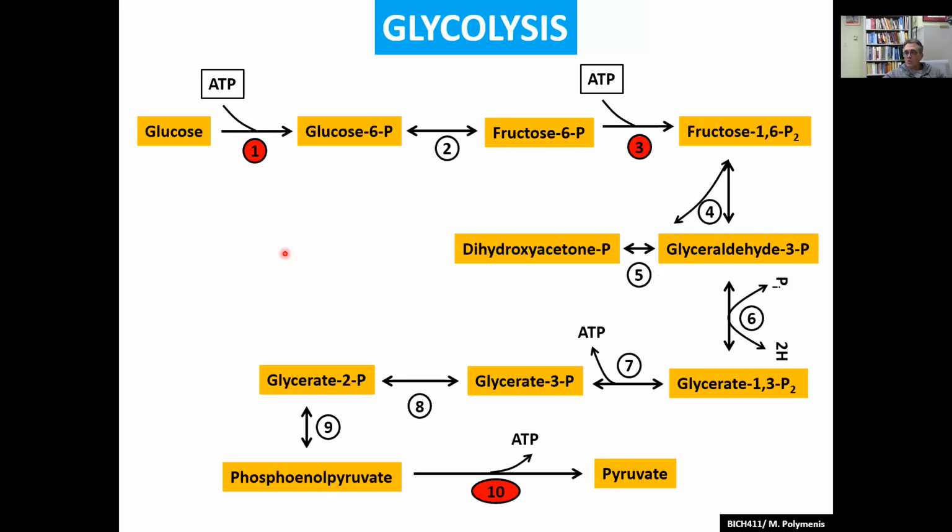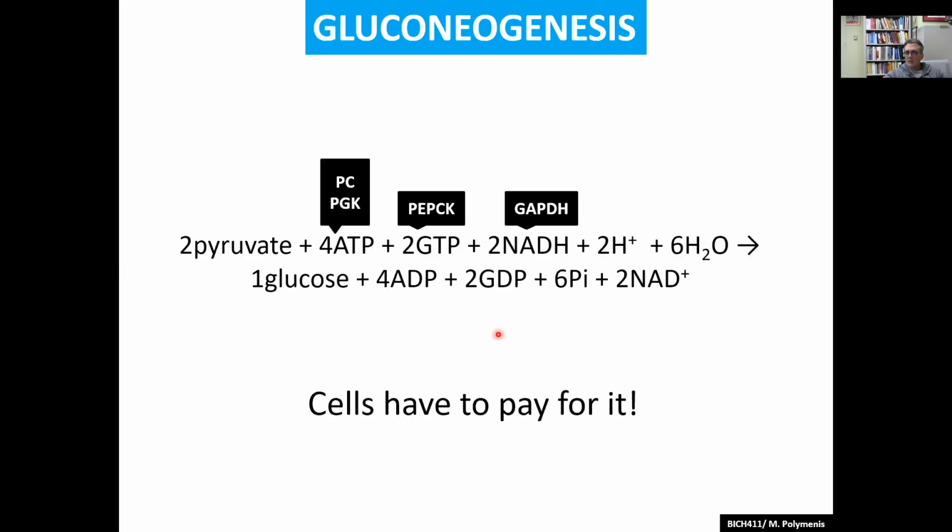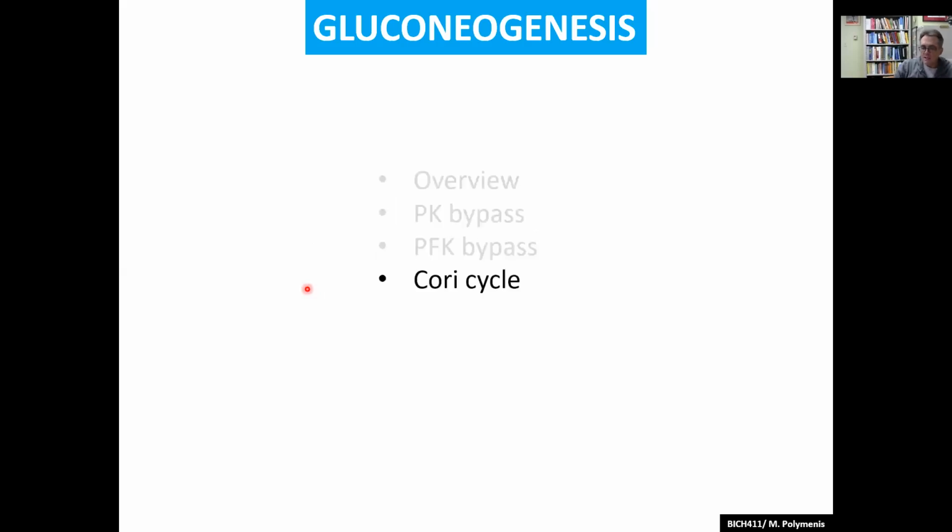If you want to see where you used all these ATPs and NADHs, here they are. Pyruvate carboxylase and phosphoglycerate kinase, and then you have PEPCK with the GDPs. Everything gets doubled because if you want to make one glucose, you have to use 2 pyruvates, obviously. And of course, in the GAPDH reaction, this is where the redox part of the lower part of glycolysis is. So that's where you're going to need the input. Cells have to pay for it. All right, so we're going to stop at this point, and in the last video of gluconeogenesis, we're going to discuss the Cori cycle.